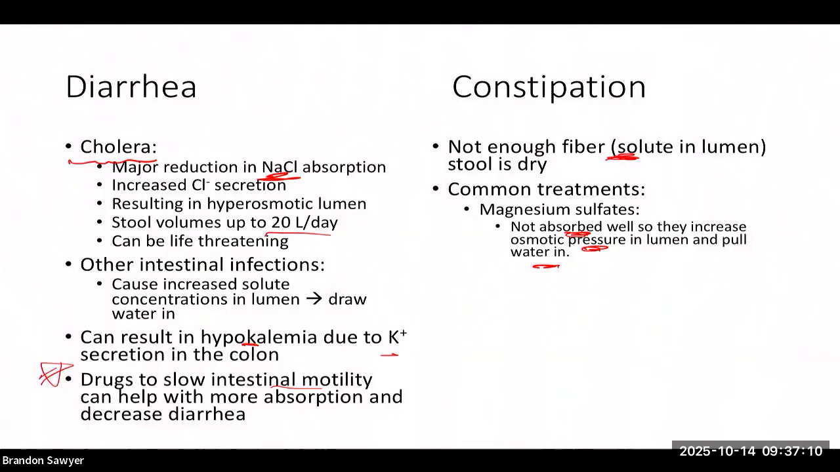Yeah, Cheswa? Absolutely, yep, for sure, because it's something that our body can't break down, right? It can't digest it, so it stays in the lumen of the intestine and acts as solute and increases osmotic pressure. Good question. Other questions on that?